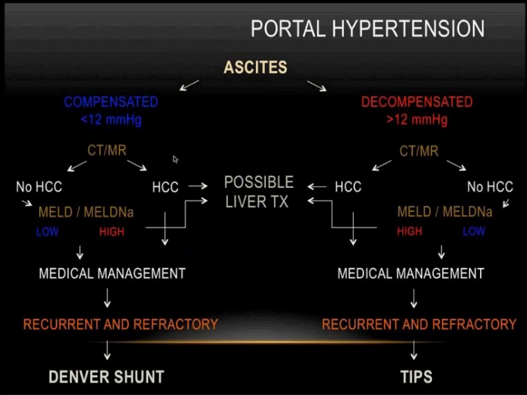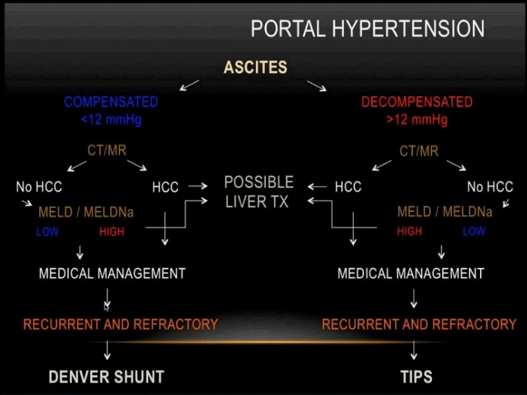Again, it's based on a patient who presented with ascites. So what you're going to do next is a triple phase of the liver and a transjugular liver biopsy with hemodynamic evaluation. Transjugular liver biopsy, because then you confirm the diagnosis of cirrhosis. And then, of course, the hemodynamic evaluation to see if it's compensated or decompensated. Why? Because if you see a patient with compensated portal hypertension, you can do a Denver shunt, and with decompensated, you can do a TIPS.